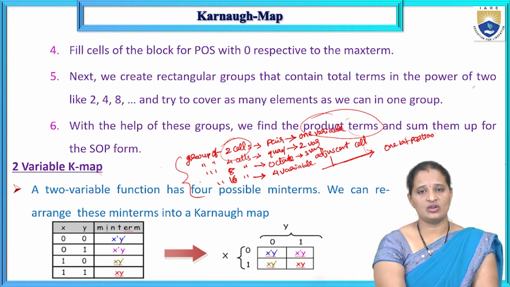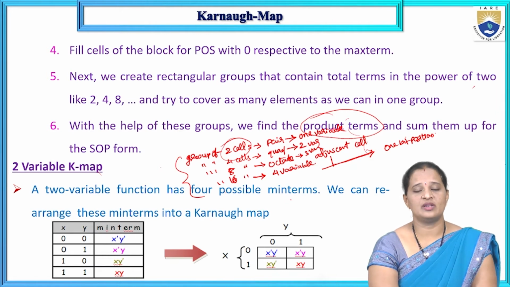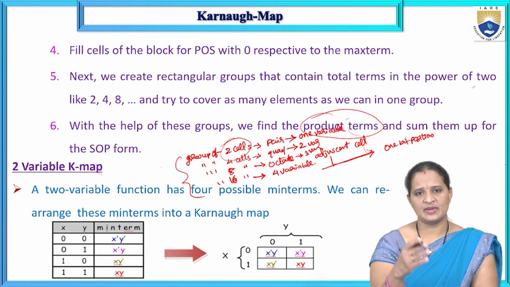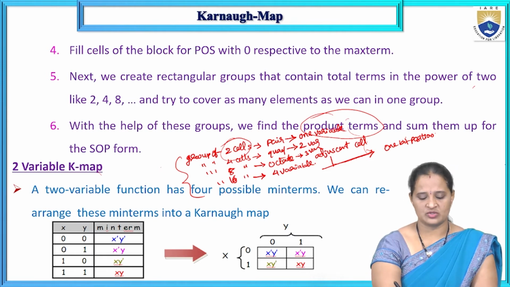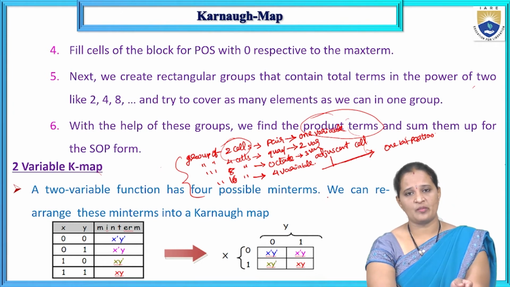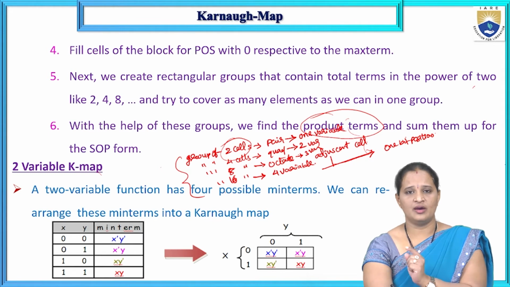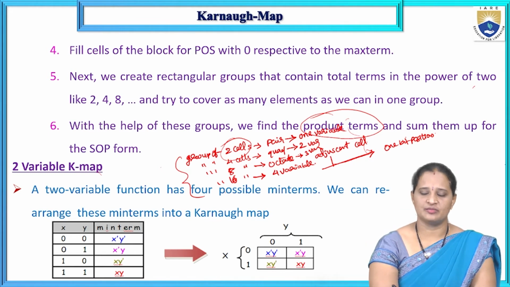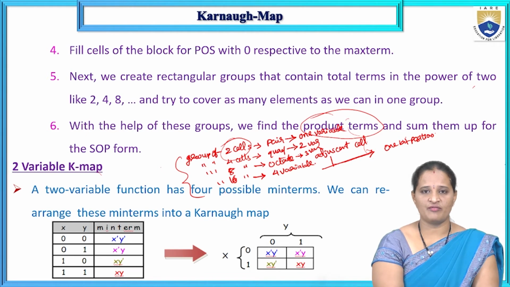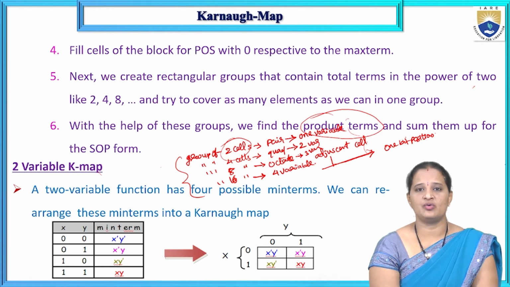As we all know, a 2 variable function has 4 possible minterms or maxterms. I'm just considering the minterms here; in a similar way we can also do it for maxterms. So, 4 possible minterms. For each input combination we can write a minterm as well as a maxterm, right? So in order to form a 2 variable K-map, as we have 4 input combinations, I need to have a K-map of 4 cells.